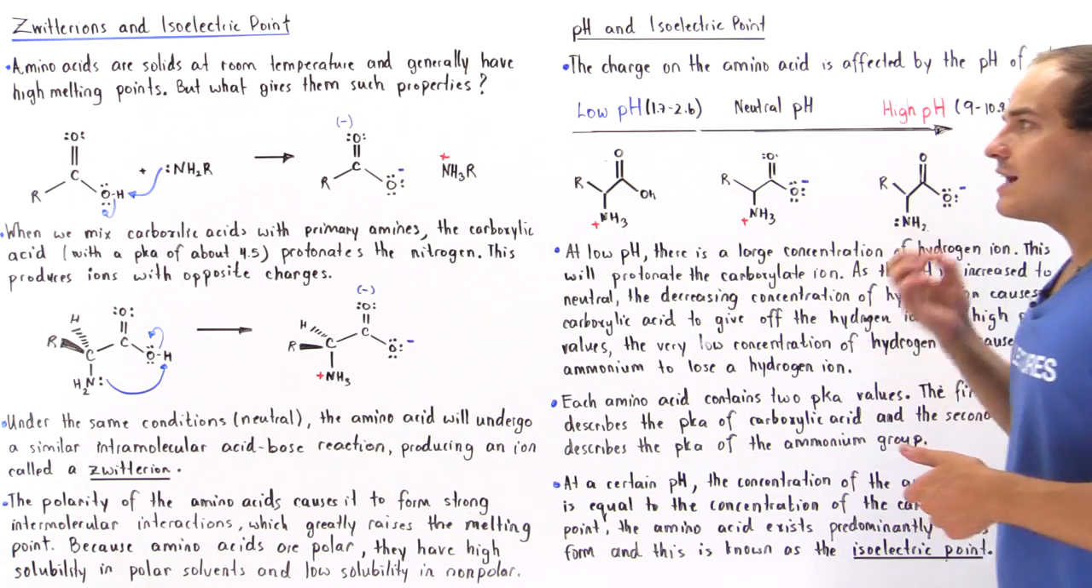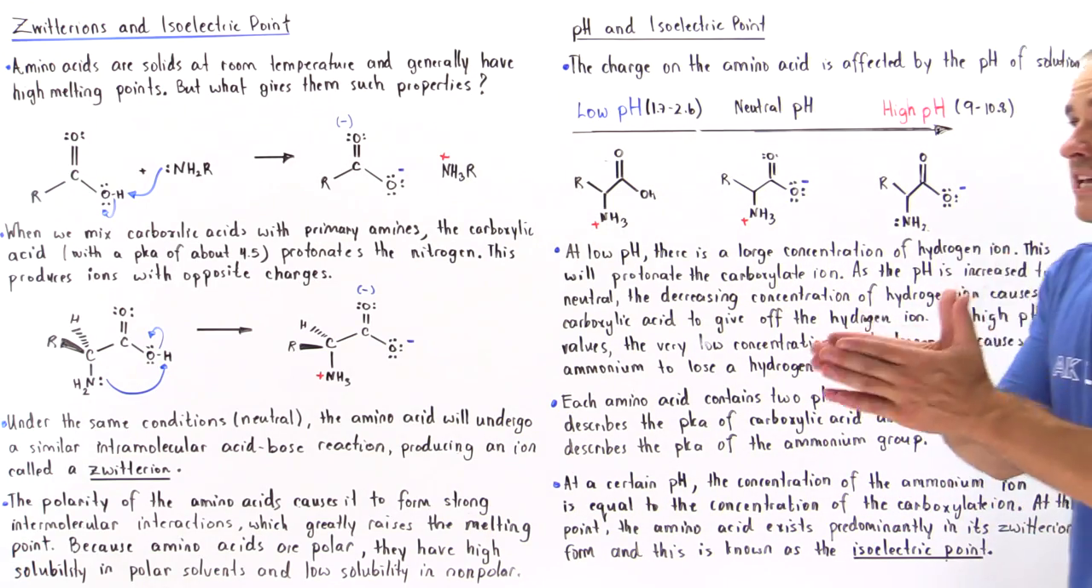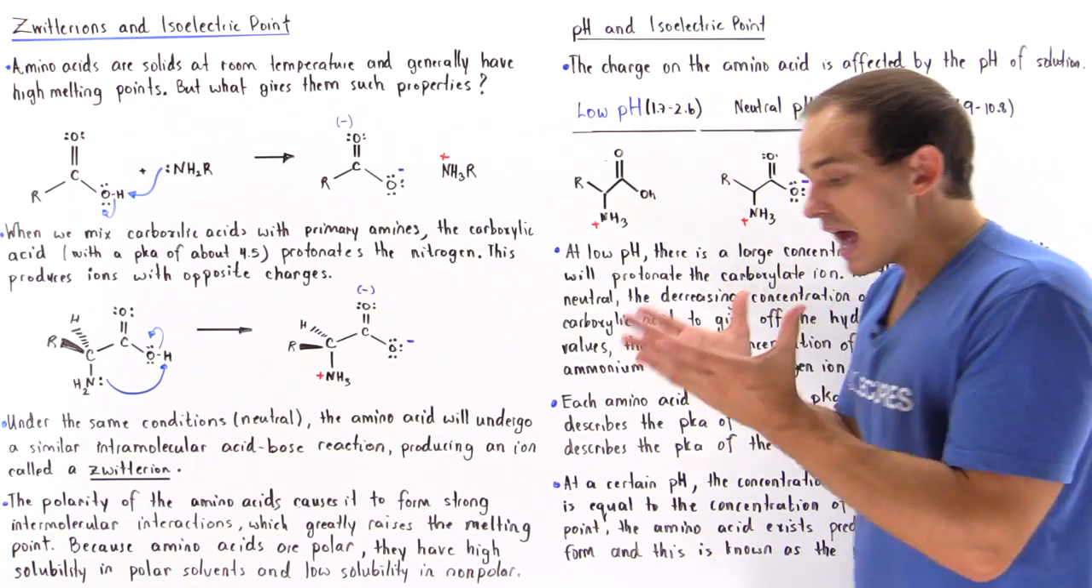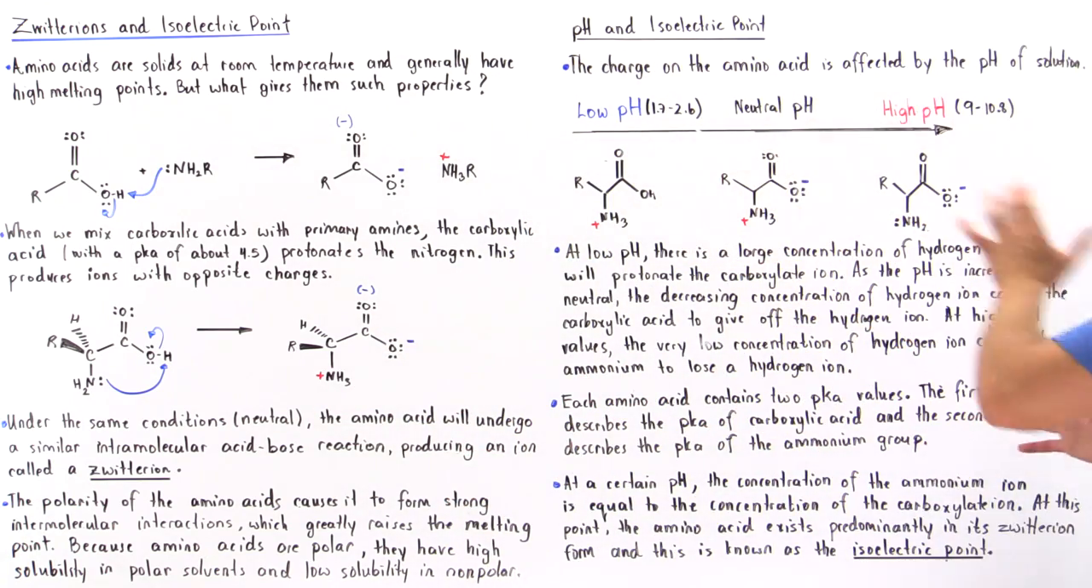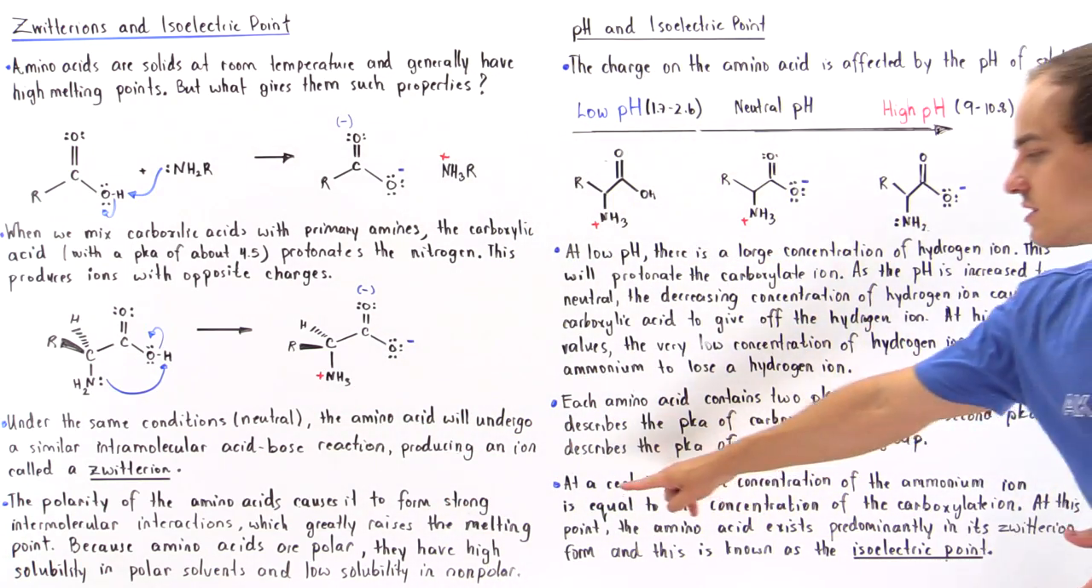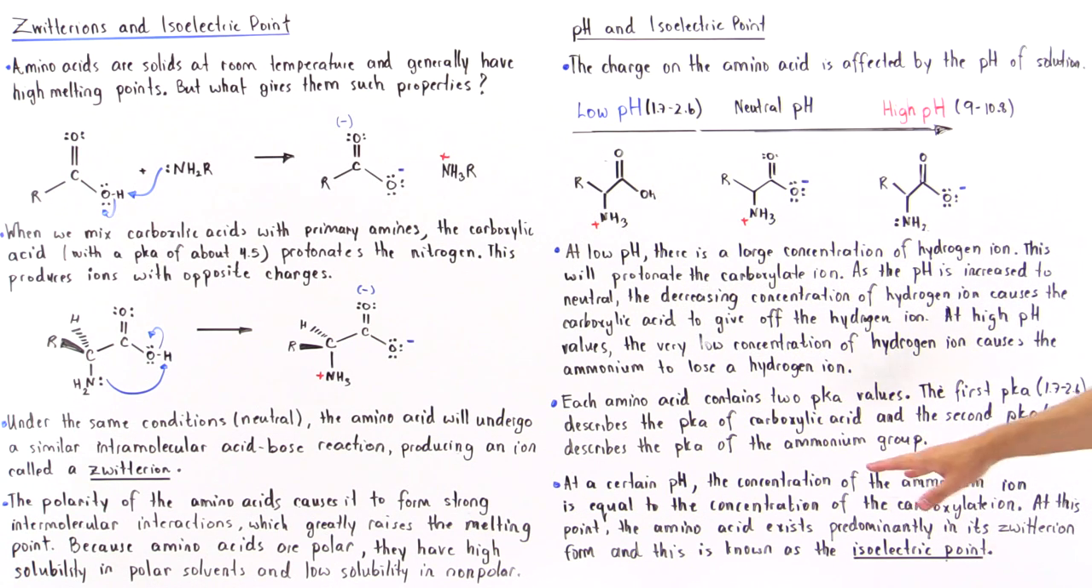So at the isoelectric point that is specific to each amino acid, that amino acid will exist predominantly in the Zwitterion form. So once again, at a certain pH, the concentration of ammonium ion is equal to the concentration of the carboxylate ion. At this point, the amino acid exists predominantly in its Zwitterion form, and this is known as the isoelectric point.